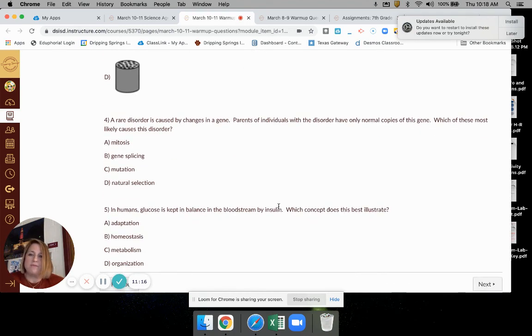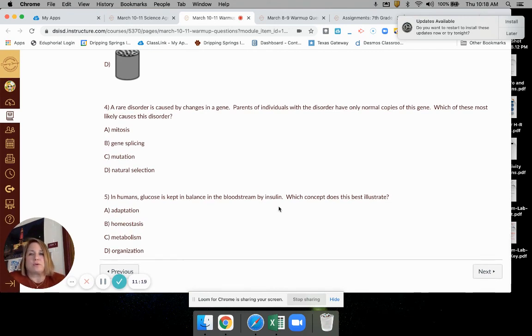All right, number 4. A rare disorder is caused by changes in a gene. Parents of individuals with the disorder have only normal copies of this gene. Which of these most likely causes the disorder? Well, anytime a gene changes, what is that? That would be mutation. So mutation is what leads to diversity in the gene pool. In this case, unfortunately, it causes a rare disorder, but it's still a genetic mutation.